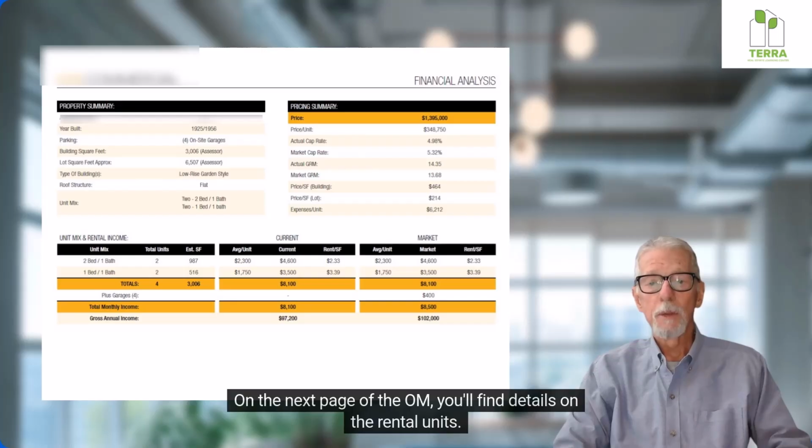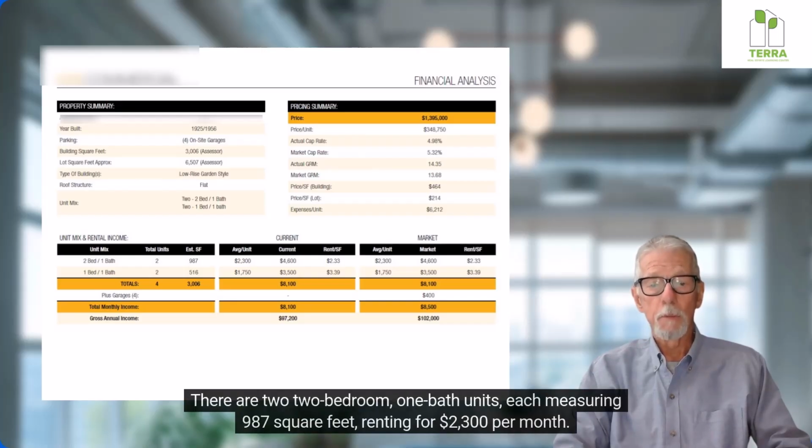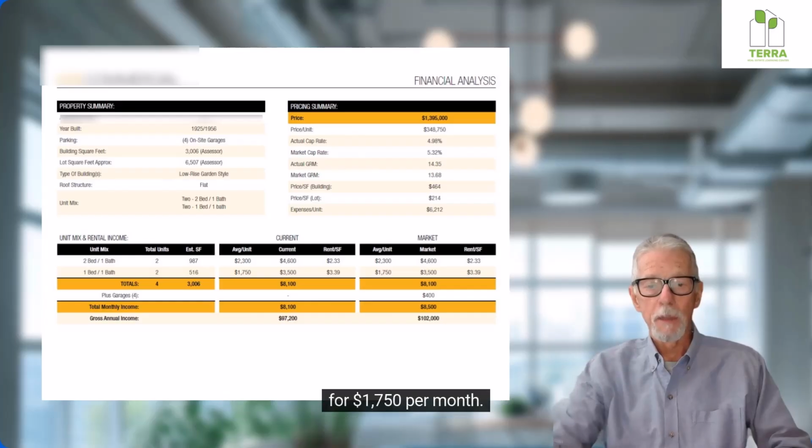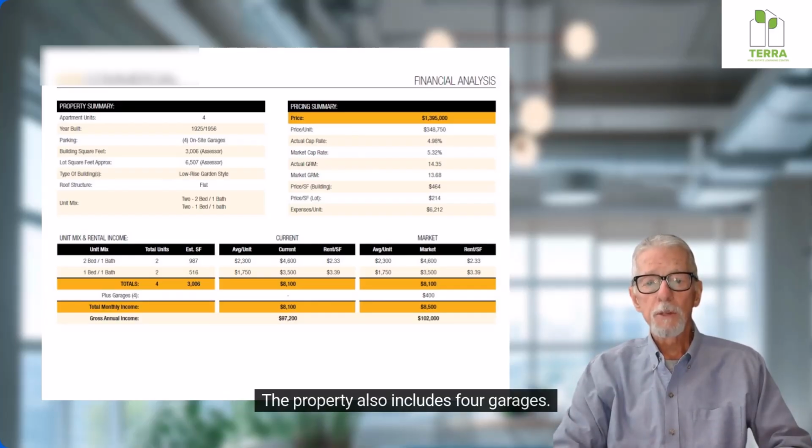On the next page of the OM, you'll find details on the rental units. There are 2 2-bedroom, 1-bath units, each measuring 987 square feet, renting for $2,300 per month. Additionally, there are 2 1-bedroom, 1-bath units, each measuring 516 square feet and renting for $1,750 per month. The property also includes 4 garages.